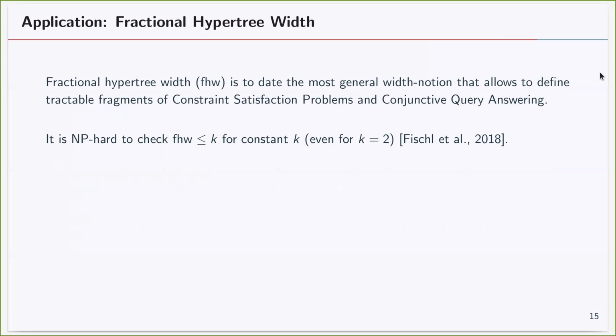So just briefly, we'll add some applications, why we looked into this, basically. So the main reason how we arrived at this problem is the study of fractional hypertree width, which is until now the most general width notion that allows to define tractable fragments for constraint satisfaction problems or conjunctive queries or homomorphism checking. Since quite recently it's known that it's NP-hard to check if the fractional hypertree width of a hypergraph is at most K, even if K is constant and even if K is 2. So there's been some recent work on finding tractable fragments for checking fractional hypertree width. Since the checking also produces witnesses, and the witnesses are necessary for the tractable evaluation of constraint satisfaction problems or conjunctive queries.